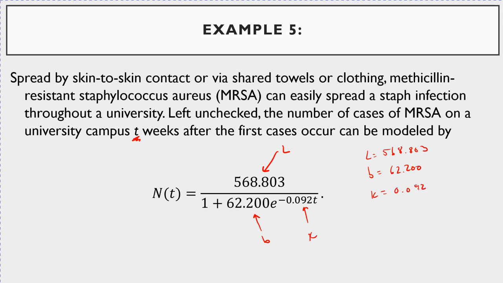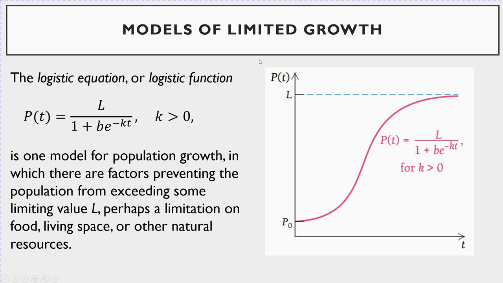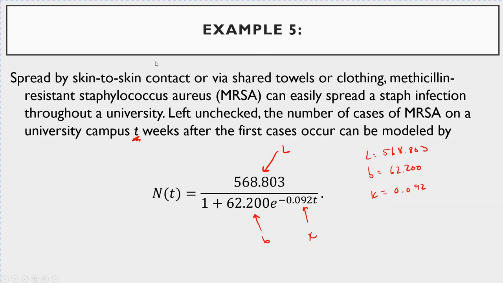And the reason you would have a limited growth model here is there's only so many people on campus, right? After you reach a total number of people on campus, it can't grow anymore, right? The staph infection has run its course and it's gotten everybody on campus, or after a certain point, people will start leaving campus.